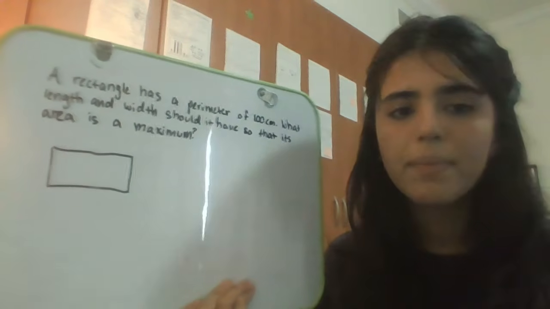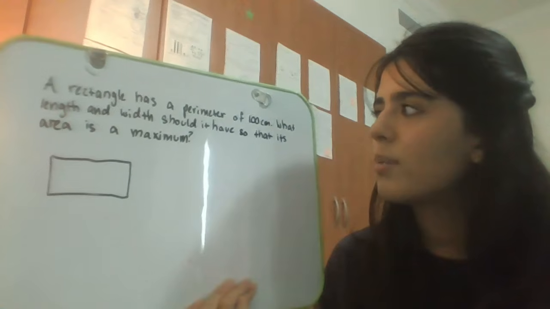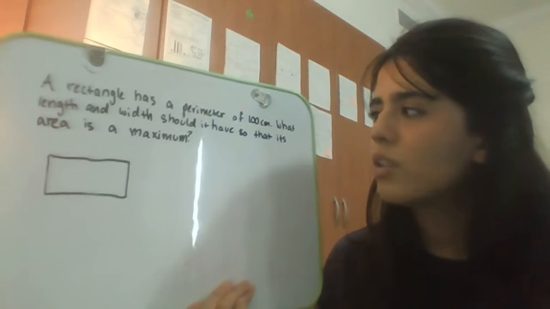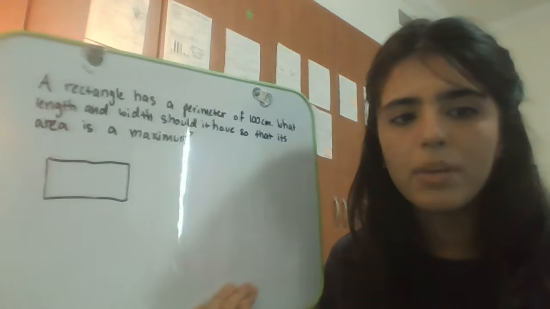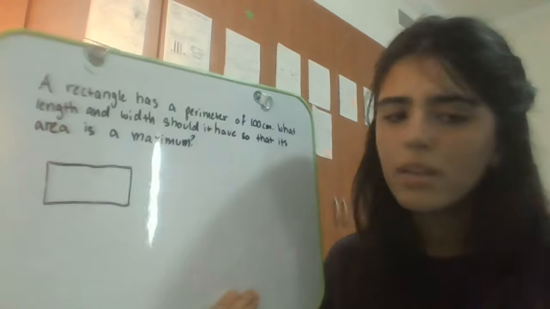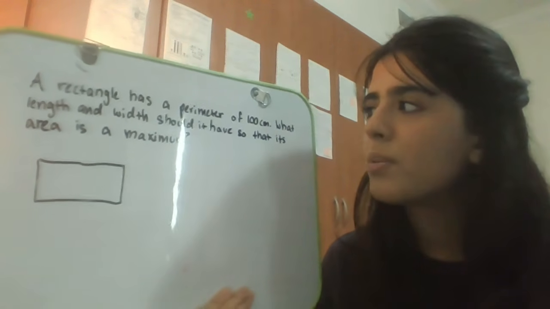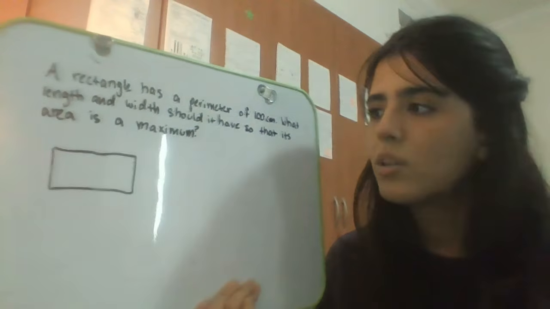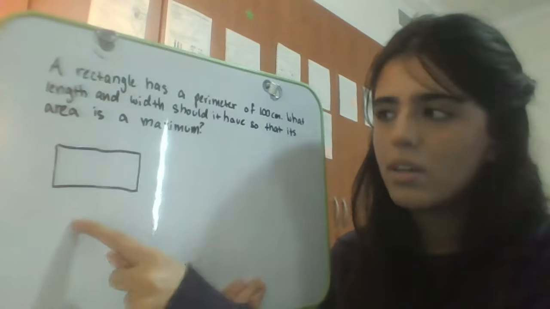So here, the question is asking, a rectangle has a perimeter of 100 centimeters. What length and width should it have so that its area is a maximum? So from last time, remember that we need to come up with 2 equations and one that we can substitute in it. So first, let's start with our first equation. A rectangle has a perimeter of 100 centimeters. So it's saying that the perimeter of this rectangle is 100 centimeters.